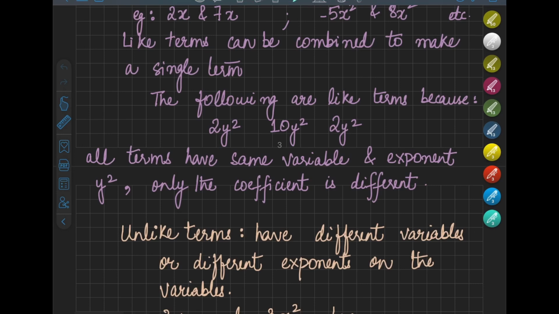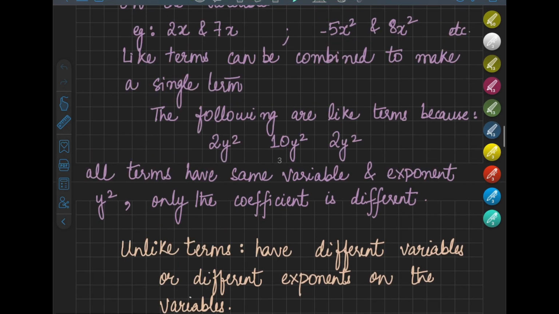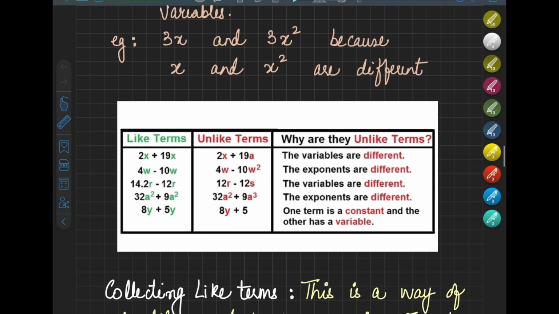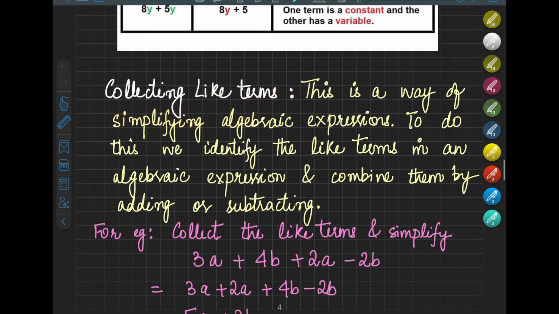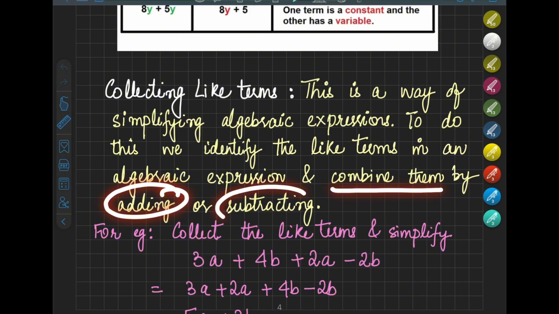We studied that like terms can be combined to make a single term. That means, how do we collect like terms? Now, what do you mean by collecting like terms? This is a way of simplifying an algebraic expression. To do this, we identify the like terms in the algebraic expression and combine them by adding or subtracting.